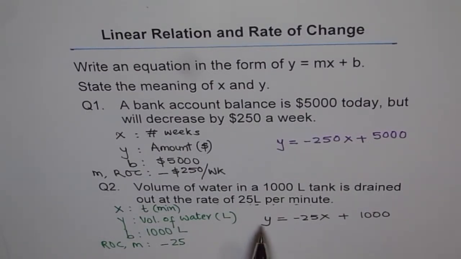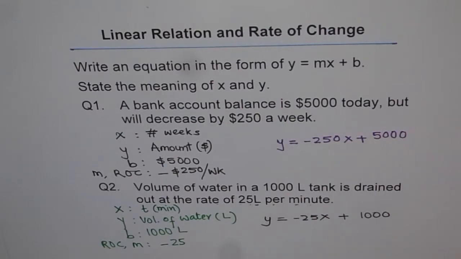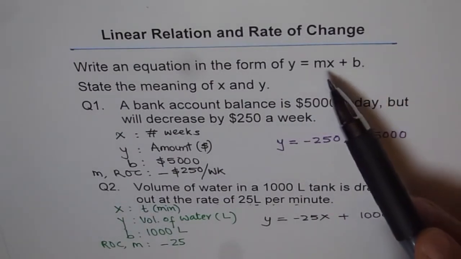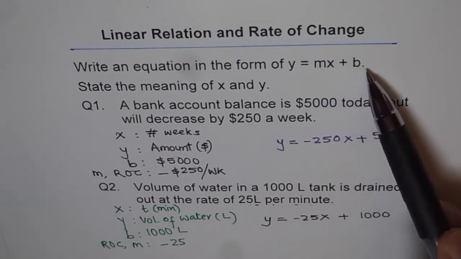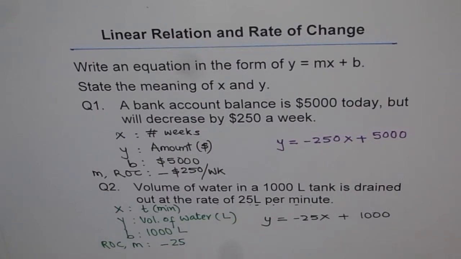I hope you appreciate that our variables are x and y. x is the independent variable, y is dependent on this, and we have represented these situations algebraically in the form of a linear equation, y equals mx plus b, where m is the rate of change, the slope, and b, the y-intercept, is the initial value, correct? In each example, x and y have different meanings. x is the number of weeks in question 1, and x is time in minutes in question 2. y is the amount in dollars in question 1, but the volume of water in question 2. So the variables can have different meanings, but the base is the same. x is the independent variable, y is dependent, m is the rate of change, and 1000 in this case and 5000 in the previous case are initial amounts.